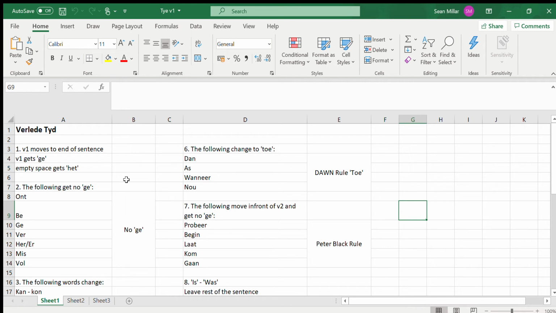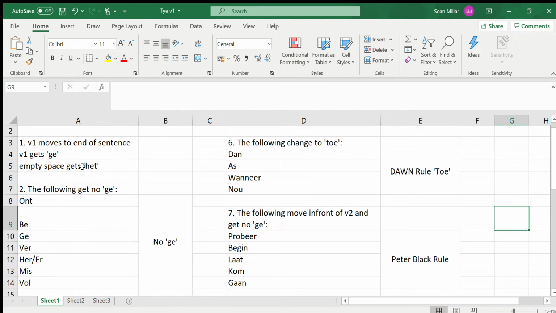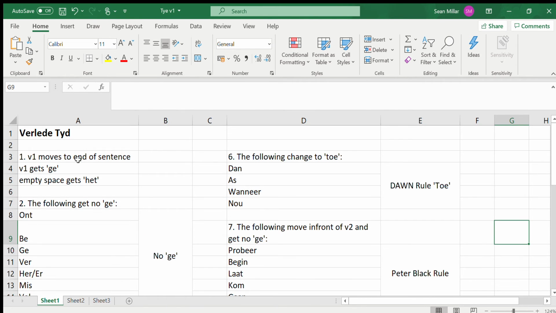This video will cover tye, which forms part of the Afrikaans language syllabus. I'll initially start with Verlede Tyd and then I will look into Toekomende Tyd. Verlede Tyd can be broken down into a number of different rules.